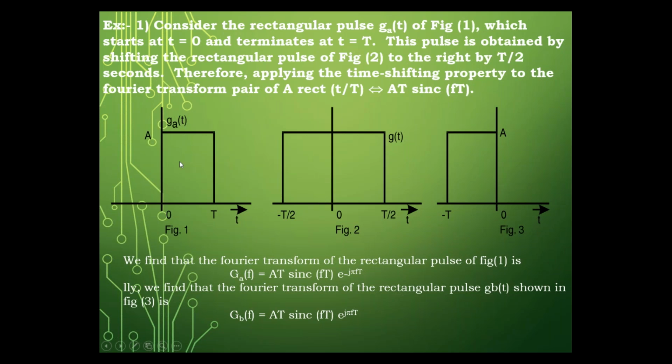Now tell me how much amount I shifted this waveform towards right to get this. Please post it in the chat box. Observe these two waveforms, G of t and GA of t. Now, to get GA of t from G of t, how much shift did I do towards right? What should be the t naught value or the shifted value? Please post it in the chat box. Observe these waveforms carefully. I request all of you to see this waveform and post it in the chat box.